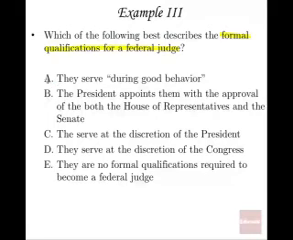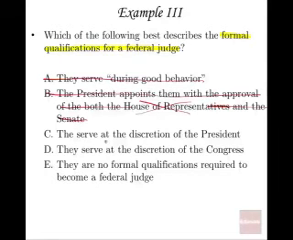They serve during good behavior. Now, that's true, but that's not the qualification that's required to become a Supreme Court justice, or a federal judge for that matter. The president appoints them with the approval of both the House of Representatives and the Senate. Again, that's not a formal qualification, and this is also wrong, because it's not the House that confirms the nominations, it's the Senate. So on 2 counts, this is incorrect.